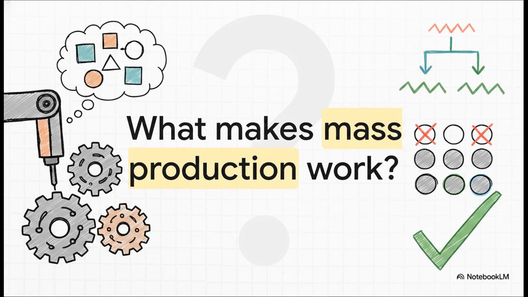It is incredibly easy to just assume that machines cut metal or mold plastic perfectly every single time. But as we're going to see today, perfect parts are actually an engineering impossibility. The real secret to mass production isn't perfection at all. It's a meticulously calculated system of controlled imperfection.